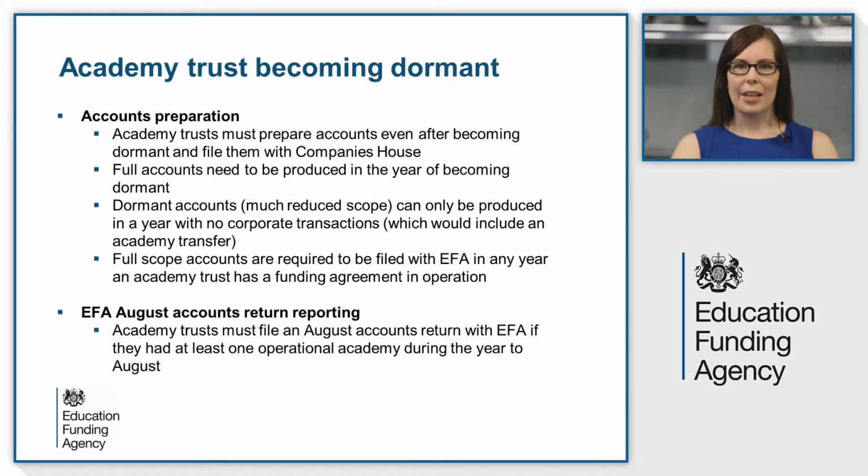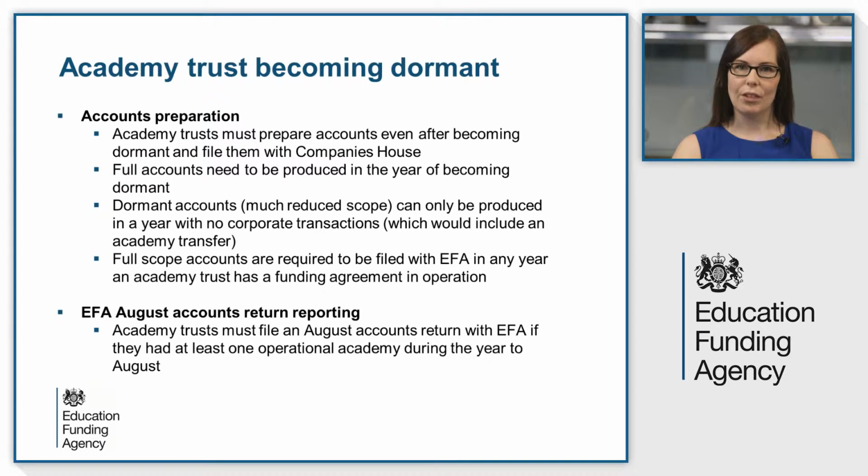So what does that mean in respect of accounts and the accounts return? An academy trust is required to prepare and file with both Companies House and EFA its annual August accounts for the period immediately after it becomes dormant. The accounts need to include the regularity report for both the accounting officer and reporting accountant, as we need comfort over the use of funds.